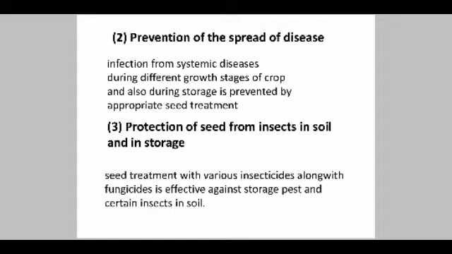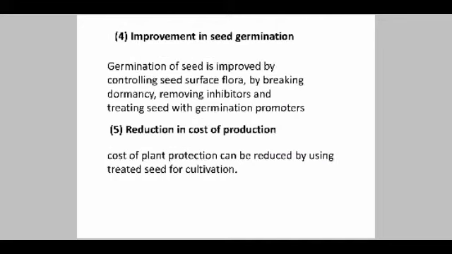Next is the protection of the seed from insects in soil and in the storage area. When seed is treated with various insecticides along with fungicides, it is effective against storage pests and certain insects which are born in soil. Next is the improvement in seed germination. The germination of seed is improved by controlling seed surface flora, breaking dormancy of a seed, removing inhibitors, and treating seed with germination promoters.